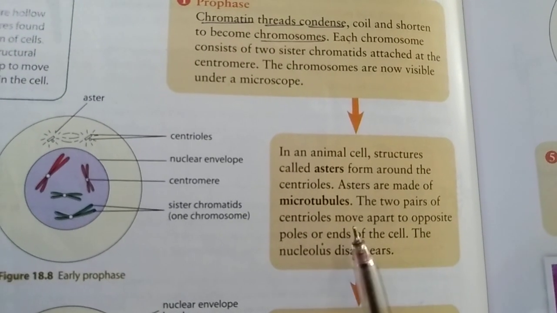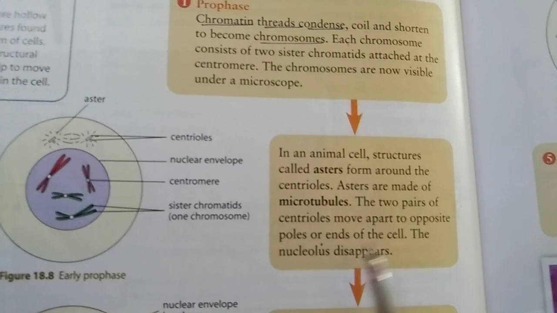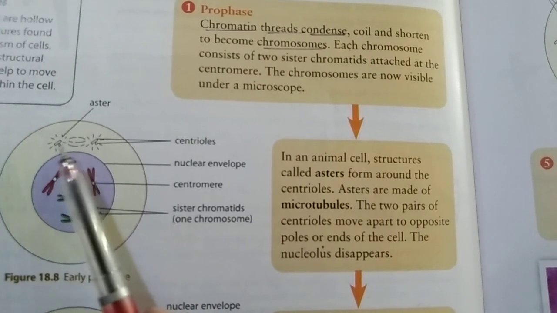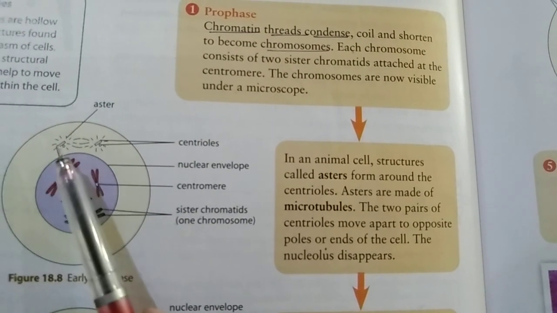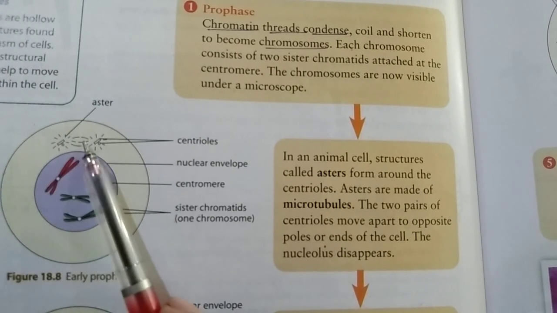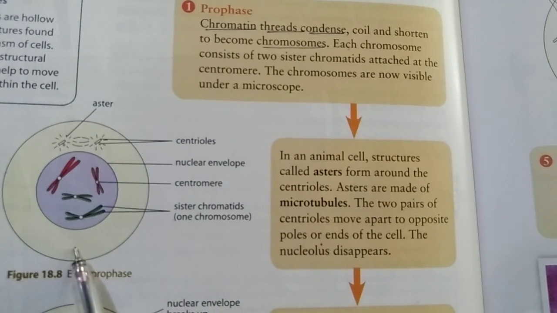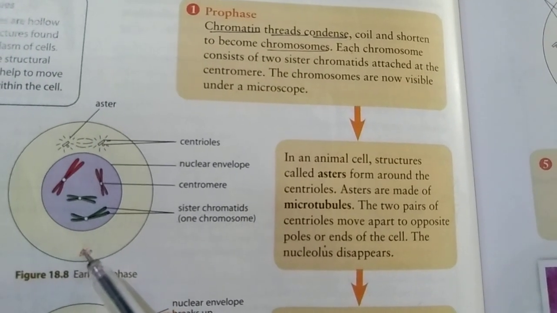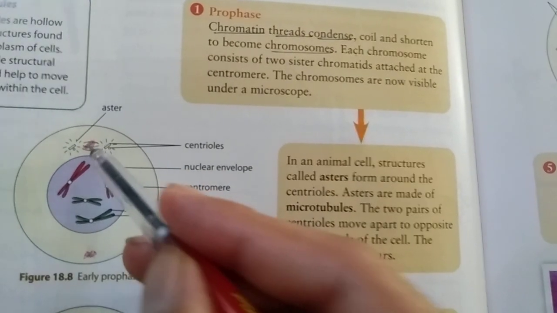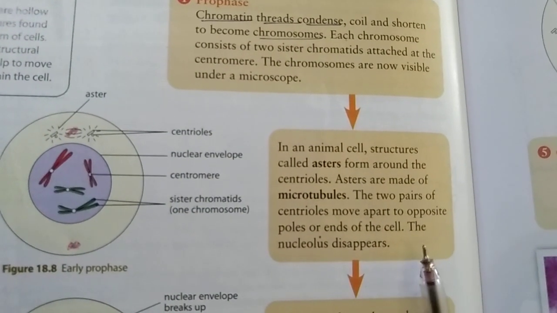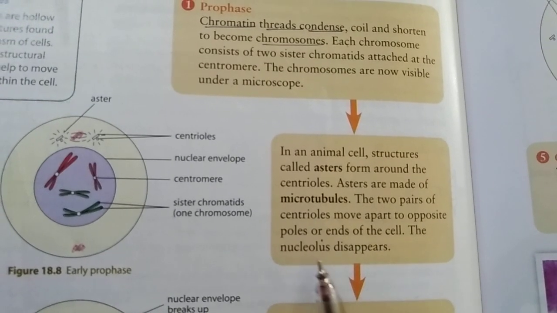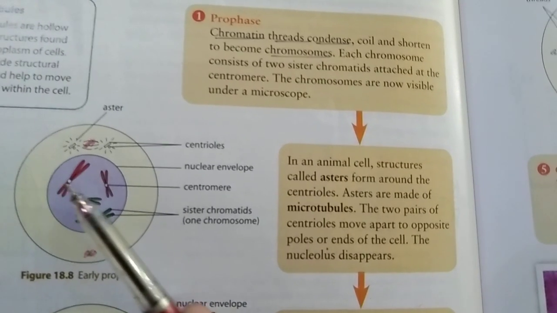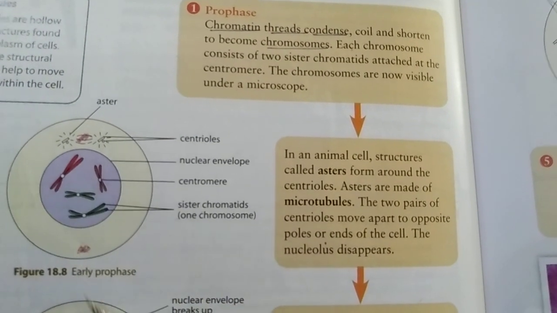The two pairs of centrioles move apart to opposite poles or ends of the cell. These two centrioles move in opposite directions. One centriole is here and the other one is here. The nucleus disappears at this stage.